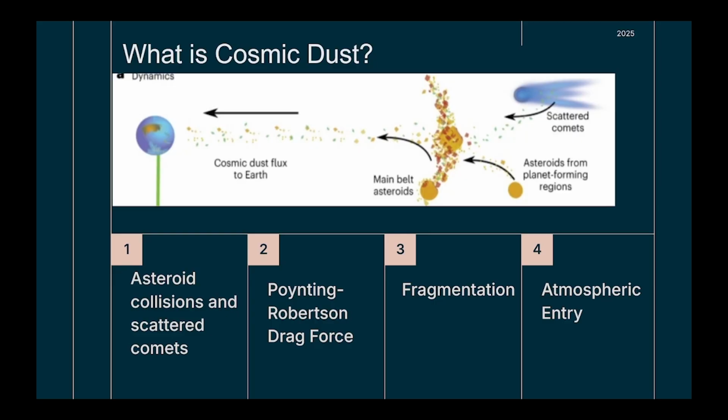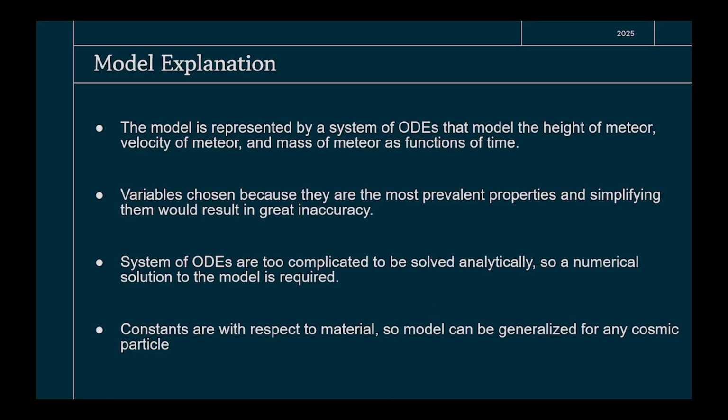And when this happens, as they're entering our atmosphere, they can fragment, which is when they break apart into tiny particles. And depending on their size, they can either burn up in the atmosphere or land on our planet. So for our model, we represented it with a system of ODEs that models the height of the meteor, the velocity of the meteor, and the mass of the meteor as functions of time.